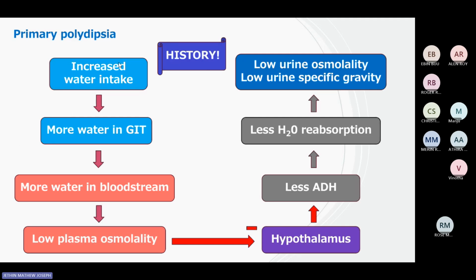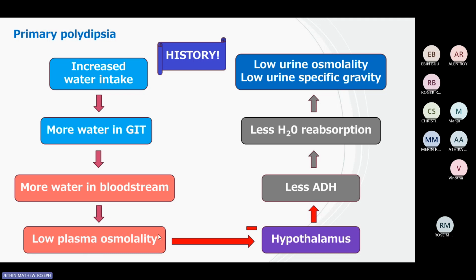What happens here is there is increased water intake. Pretty straightforward. As a result, there is more water in your GIT. Because of that, more water is absorbed into the bloodstream. And when more water is absorbed into the bloodstream, it's going to dilute the bloodstream and cause a low plasma osmolality, which is why you have hyponatremia.